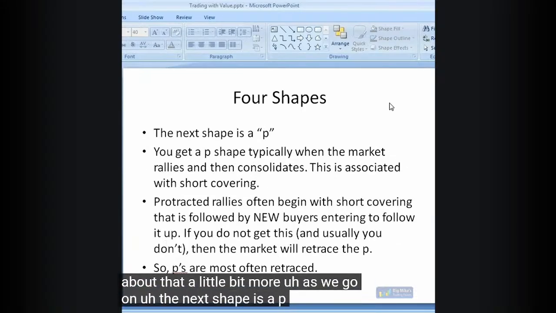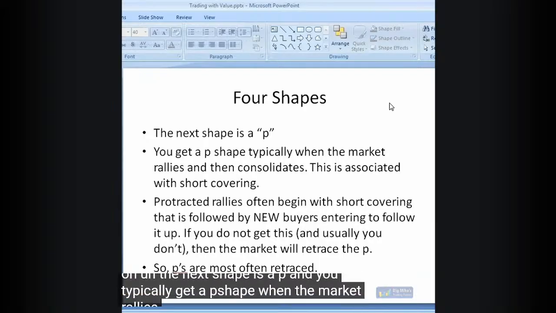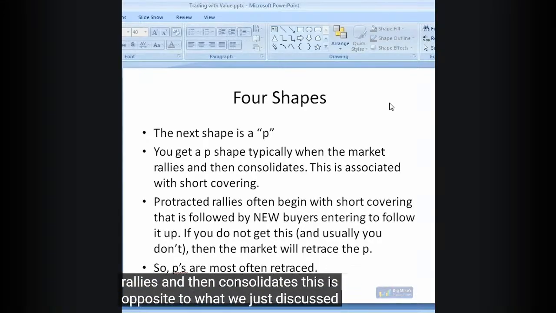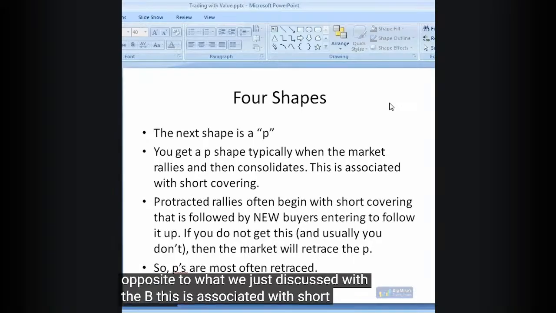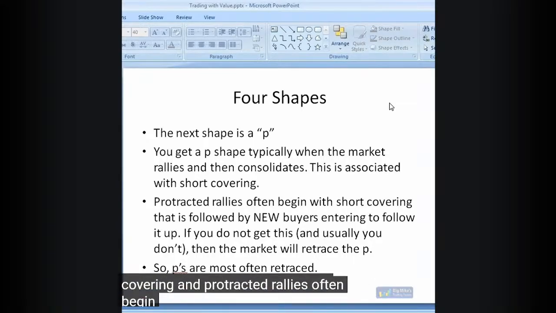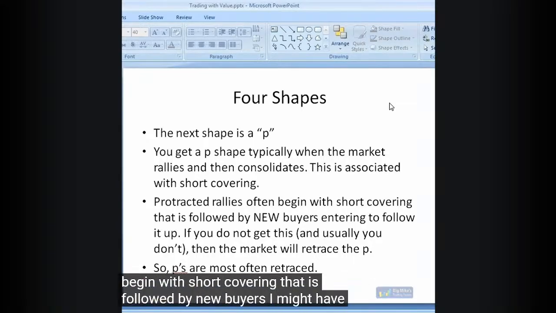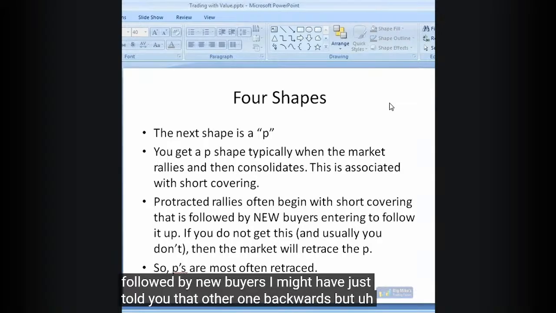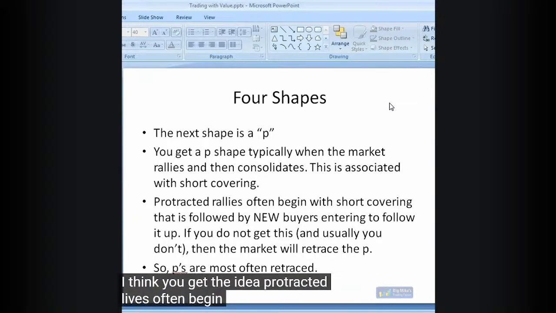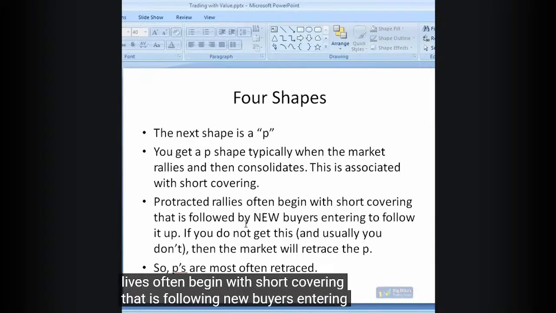The next shape is a P, and you typically get a P shape when the market rallies and then consolidates. This is opposite to what we just discussed with the B. This is associated with short covering, and protracted rallies often begin with short covering that is followed by new buyers. I might have just told you that other one backwards, but I think you get the idea. Protracted rallies often begin with short covering that is followed by new buyers entering, following it up.